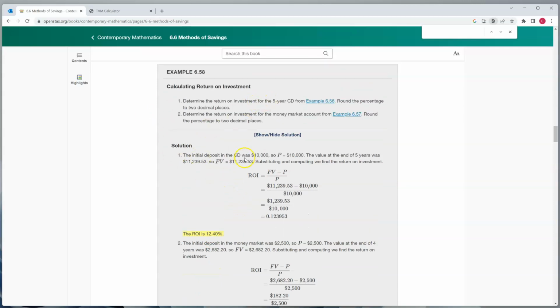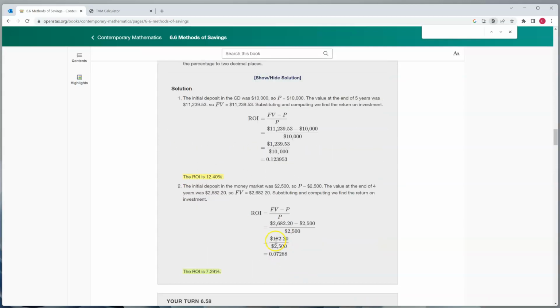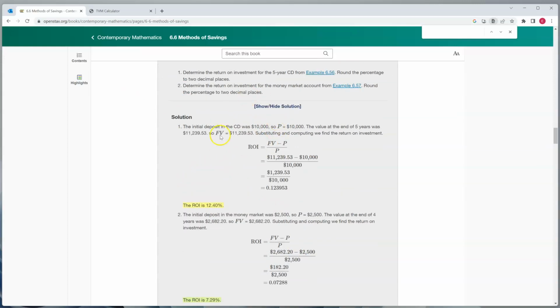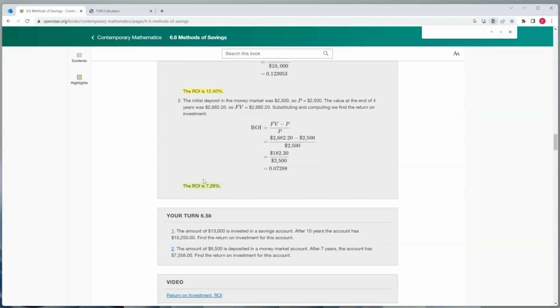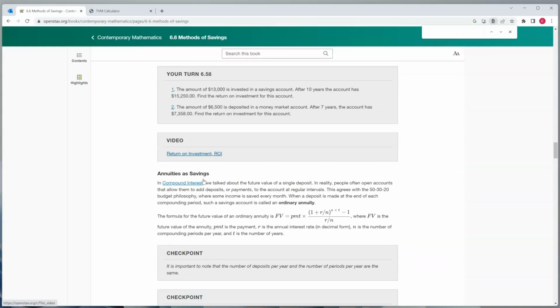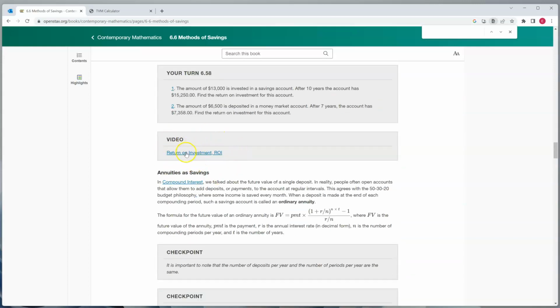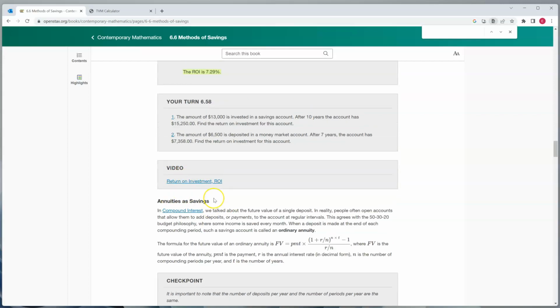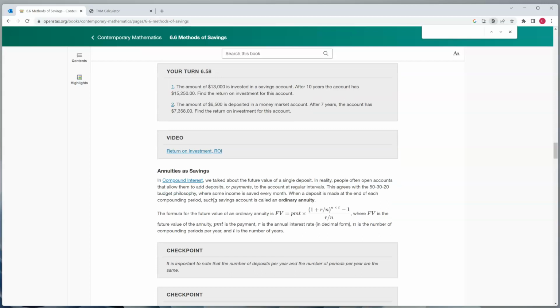But I would argue that, well, they invested $10,000 compared to $2,500. So there's lots of things to consider here, but pure numbers wise, the CD here is a better return on investment simply because its ROI is higher. So you can watch this video on return on investment. That'll probably enlighten you a little more, but that's really all I want to say on ROI.